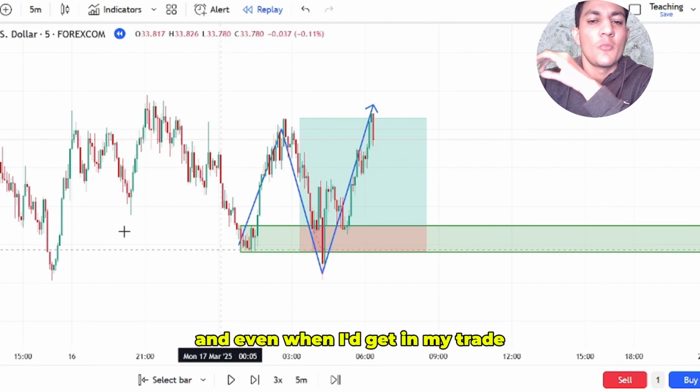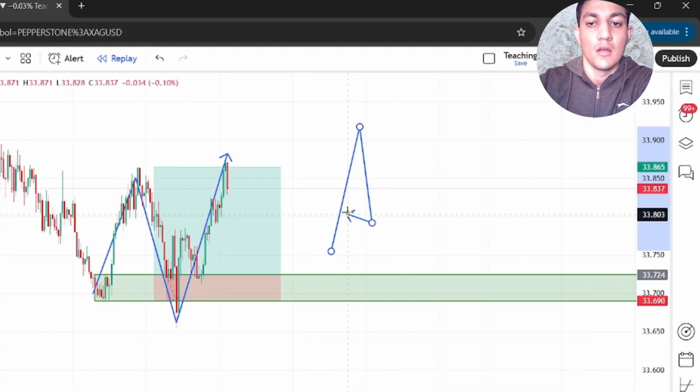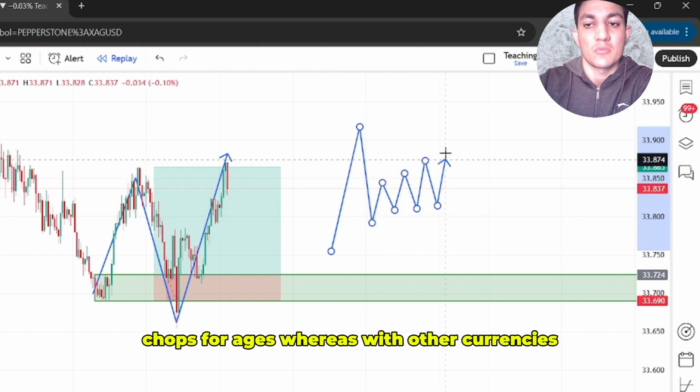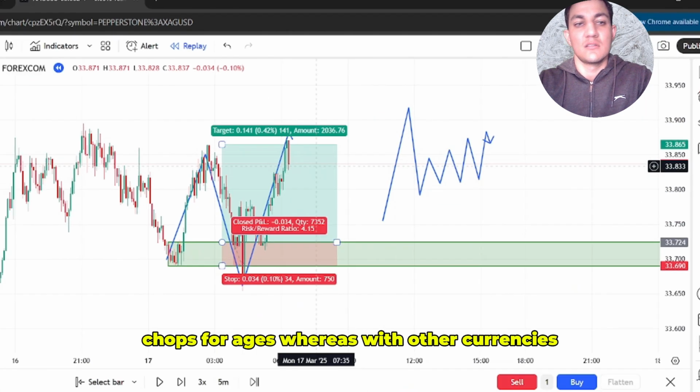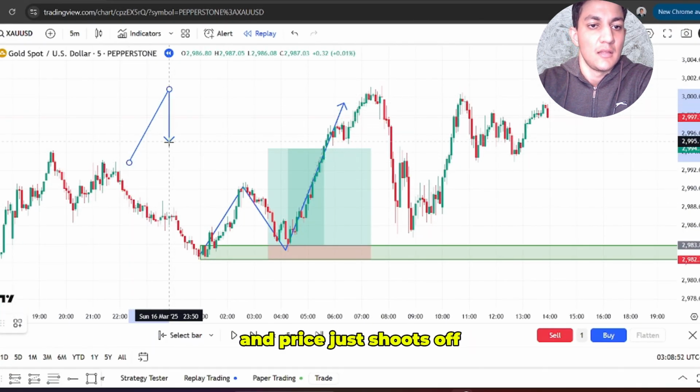And even when I'd get into my trades, you might have this. Let's say you're bullish and you get into your trade on a fair value gap, and then price just chops for ages. It chops for ages. Whereas with other currencies, let's say gold for example, you look at their price action and price just shoots off.